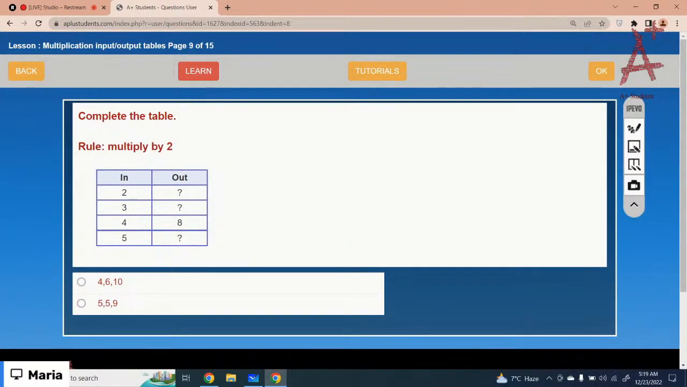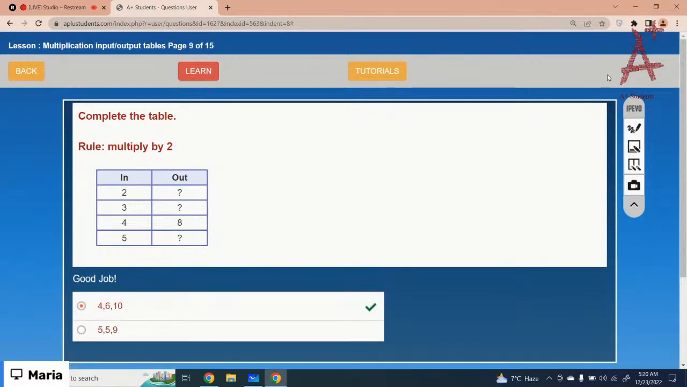Okay, complete the table. Multiply by 2. So the rule is you have to multiply each input value by 2 to get the output values. Got it? So which of the options is the correct one? 2 times 2 is 4. 3 times 2 is 6. And 5 times 2 is 10. So the correct options are 4, 6, and 10. Got it? Just select the correct option and click on the OK button.